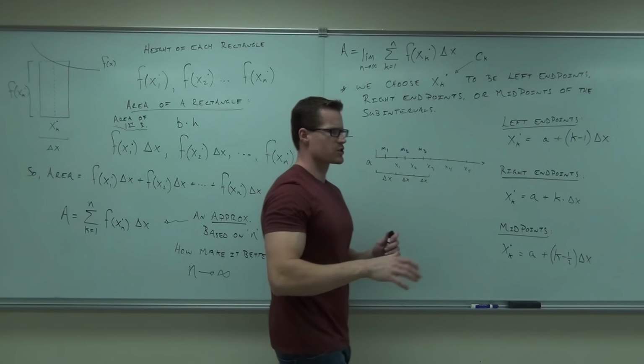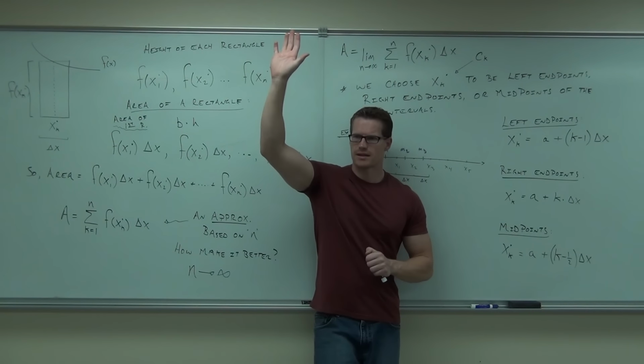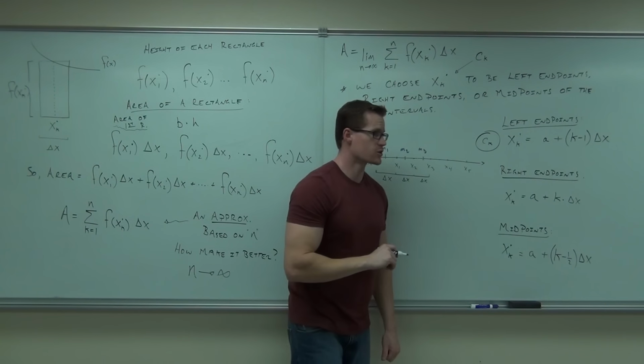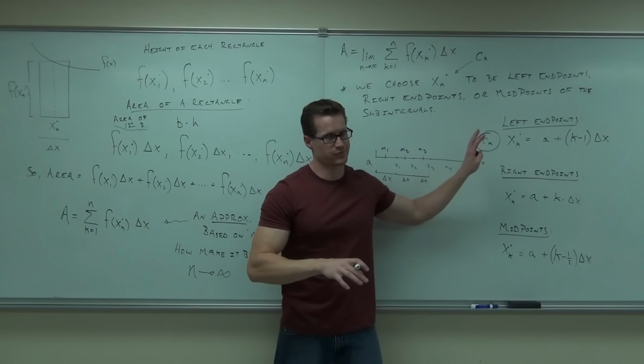By show of hands, how many people understand the endpoints? And lastly, you might also see this as c sub k. So note that that's the same thing as what we're talking about. So when you see c sub k, that's identical.